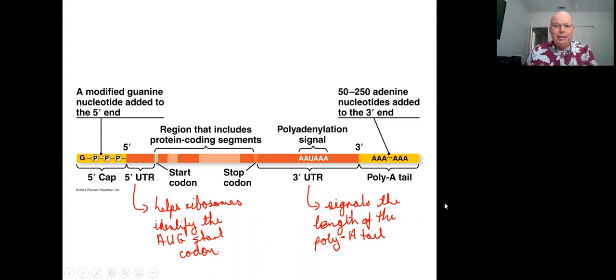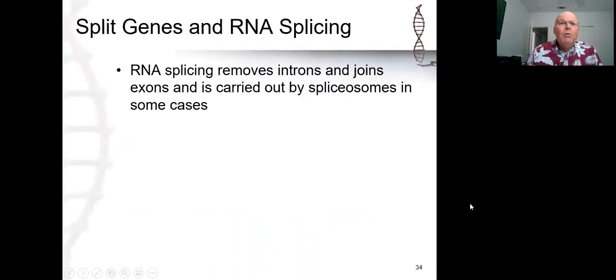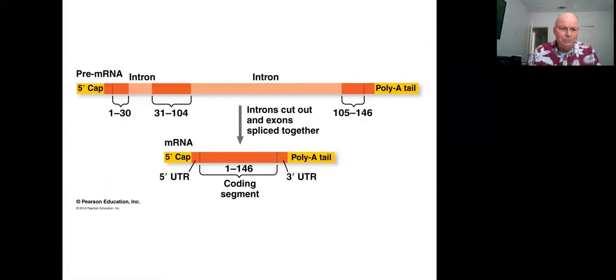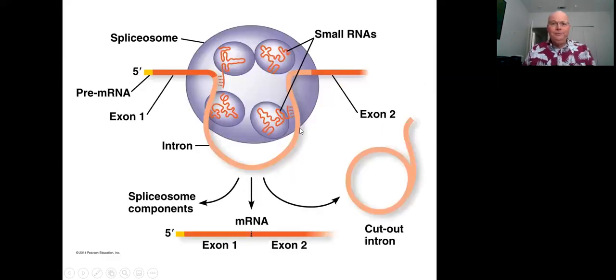So that's the capping and tailing. What about the editing? Well, that's done by a complex of proteins and RNA molecules called spliceosomes. They identify the non-coding regions, the introns, and cut them out and then splice together the remaining coding regions, the exons, to create the final complete messenger RNA. Remember, the capping and tailing has already taken place, so the cutting and splicing is the last remaining step. So this is what the spliceosomes do.